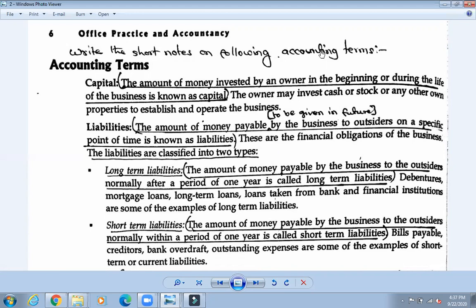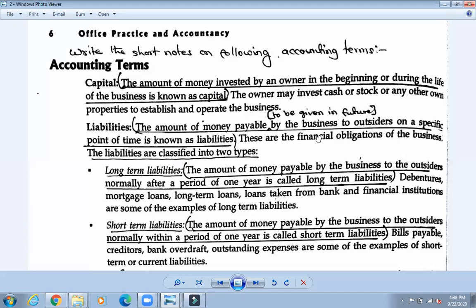Write the short notes on the following accounting terms in your book. You can pause the video and write the topic at the top, and mark it like this. Underline with the help of your pen or pencil, sorry, the scale. With the scale and pencil, please underline this much only. Just write down this much for the answer of capital. So let us learn what is capital first.